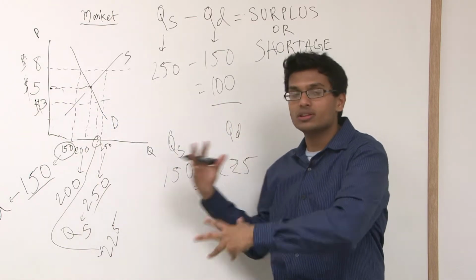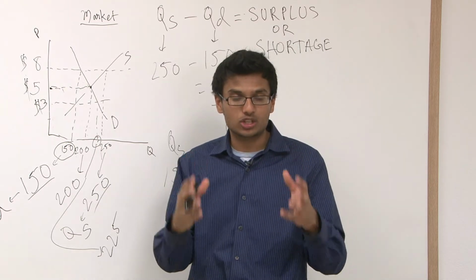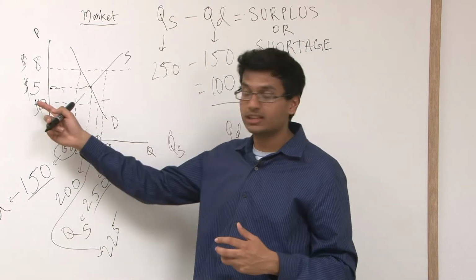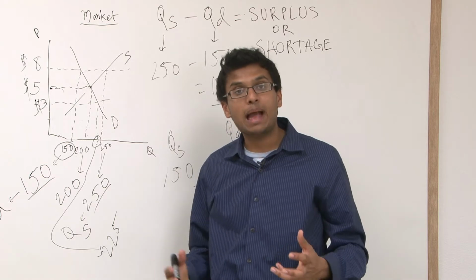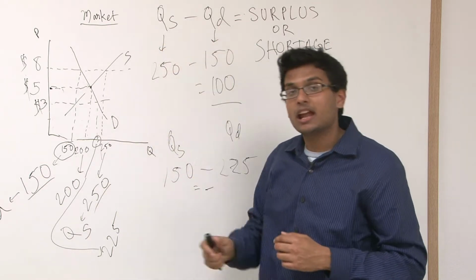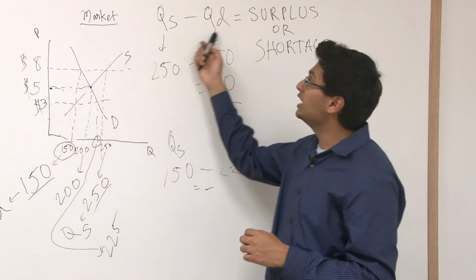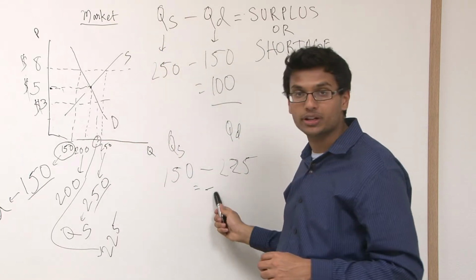Now, why am I going through all these examples? What I'm trying to drive home is that if the price in a competitive market is higher than the equilibrium price, for example, $8 is bigger than 5, there's going to be higher quantity supplied than quantity demanded. If the price is lower than the equilibrium price, such as $3, the quantity demanded is going to be greater than the quantity supplied. Okay, that's why we have a negative number here.